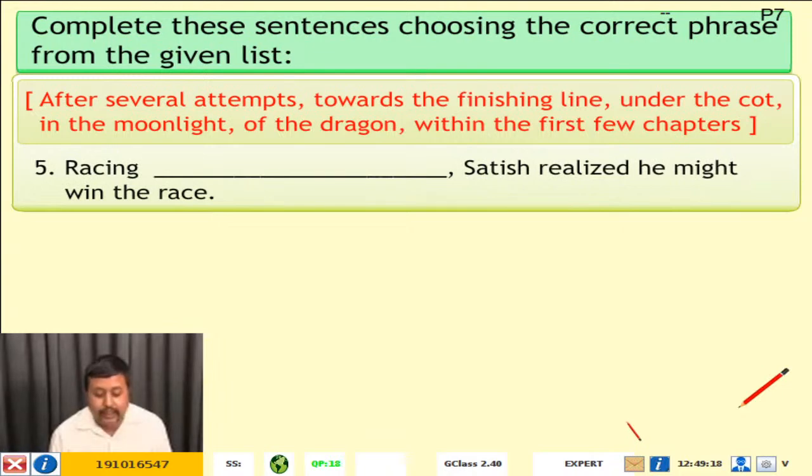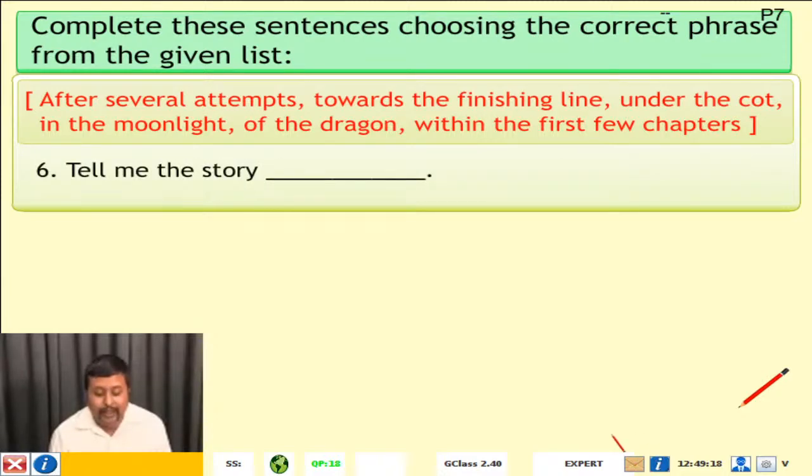And then racing dash, Satish realized he might win the race. Now when we are in a race, we all race towards what? Very good. Towards the finishing line. So racing towards the finishing line, Satish realized he might win the race. Tell me the story about who? Very good. Of the dragon. So the story is of the dragon because a story cannot be towards the finishing line. It has to be of someone. Of whom? Of the dragon.